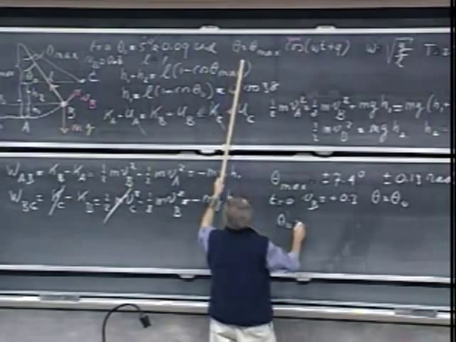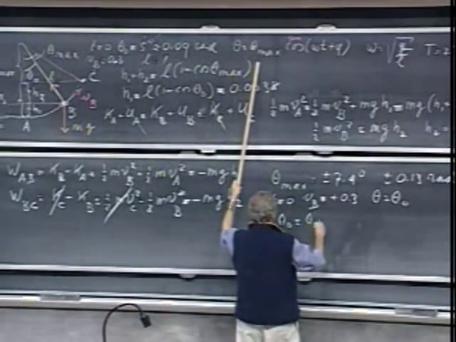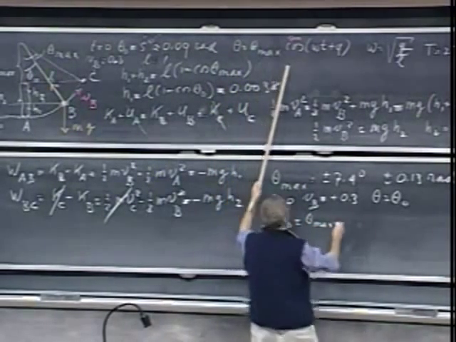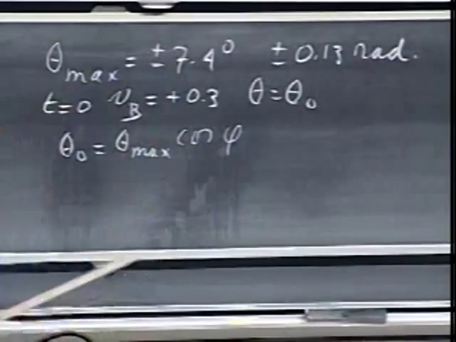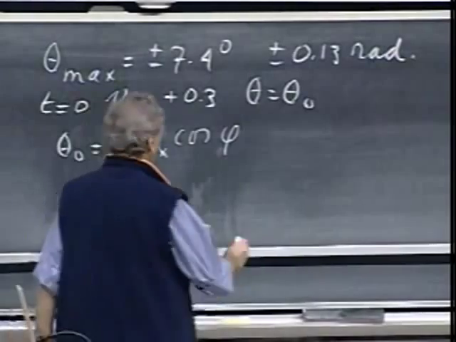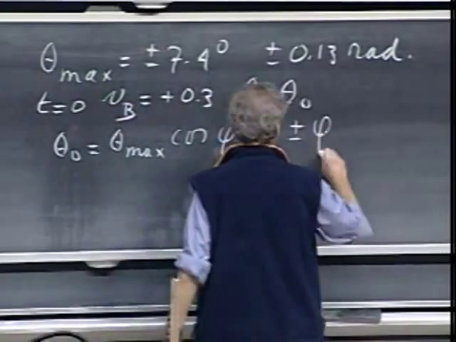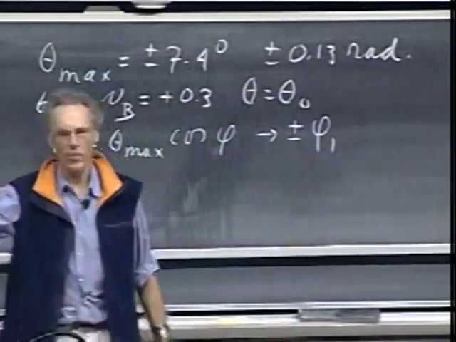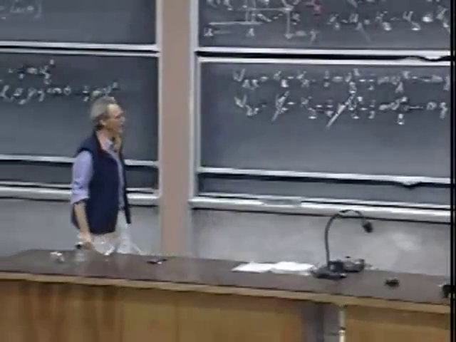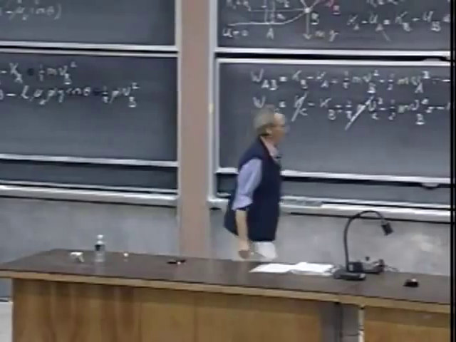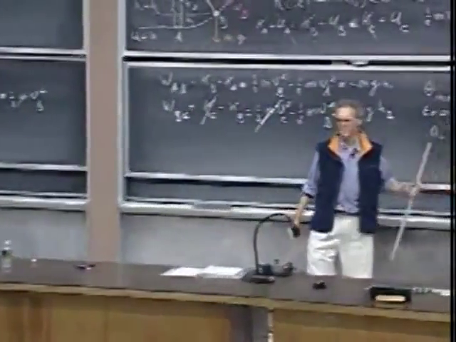So theta 0, I know what theta 0 is. We just calculated what theta max is, times the cosine of phi at t equals 0. And so I get two angles of phi, plus and minus phi 1. You always find the plus and a minus sign because the cosine of plus the angle is the same as the cosine of minus the angle. So now we have to find out which of the two it is.